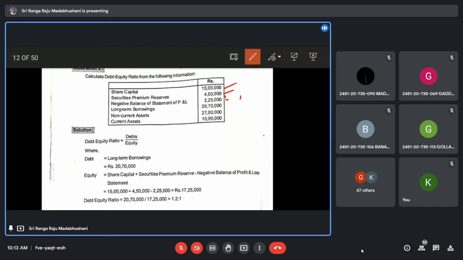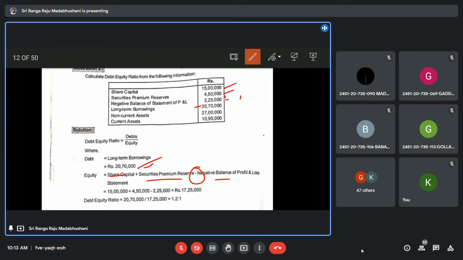If it is a positive balance, then you have to add; but if it means loss, accumulated loss, it should be subtracted. One should be careful about this. Then long-term borrowings is a liability. Non-current asset and current asset are not relevant. So only long-term borrowings are the debt, and share capital, then securities premium reserve. The negative balance you have to subtract.